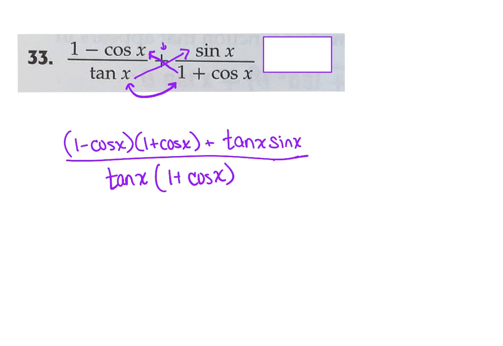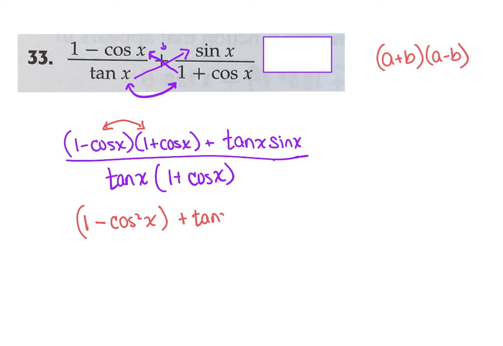So far, so good. All right. And now I'm going to try to simplify. This is a special case. It's a plus b, a minus b. So it's the first one squared, which is 1 squared, which is just 1, minus the second one squared, which is cosine squared of x. I'll leave the other part alone for right now. So plus tangent x sine x over tangent x times 1 plus cosine of x.